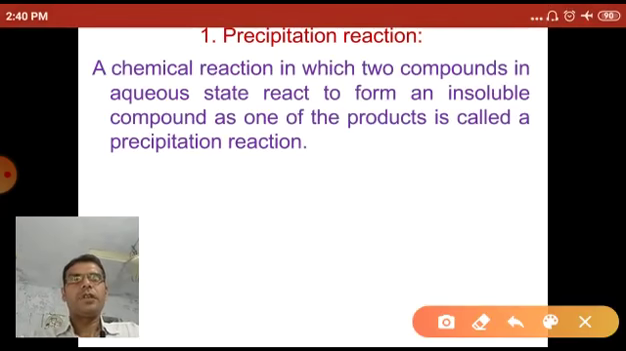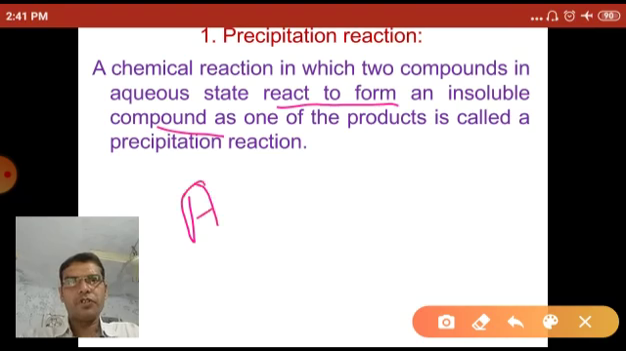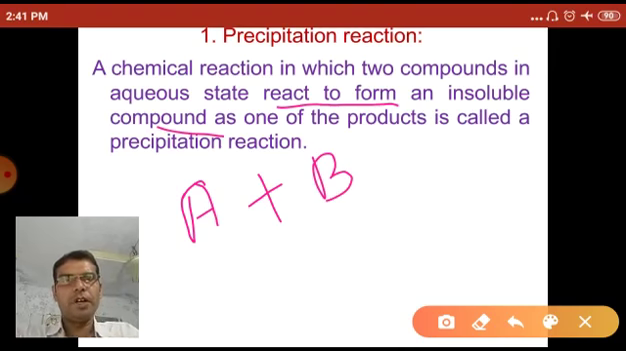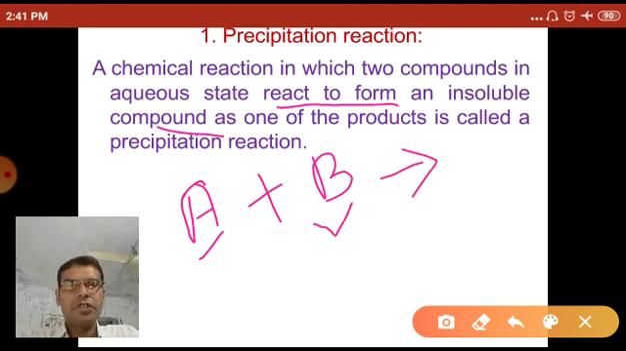Now, a chemical reaction in which two compounds in aqueous state react to form an insoluble compound as one of the products is called a precipitation reaction. Suppose compound A is soluble in water and compound B is also soluble in water. When the solution of compound A and the solution of compound B are mixed, they react with each other and form an insoluble substance C plus D.